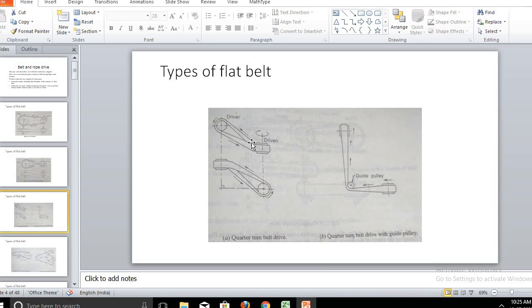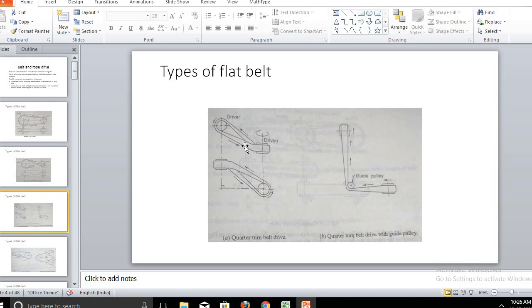Here you find that the driver and driven pulleys have the same direction. So another arrangement of this quarter turn belt drive: here this axis is vertical and this axis is horizontal. Both shaft axes are perpendicular to each other, but again they are joined by means of a flat belt drive with the help of this guide pulley.